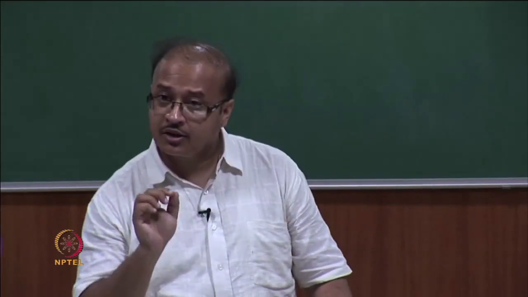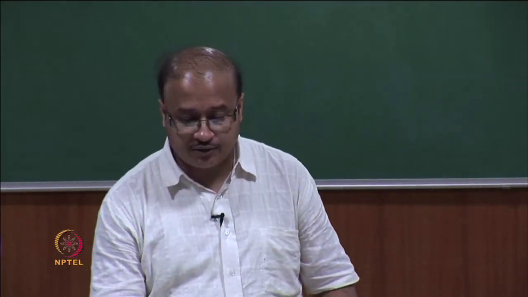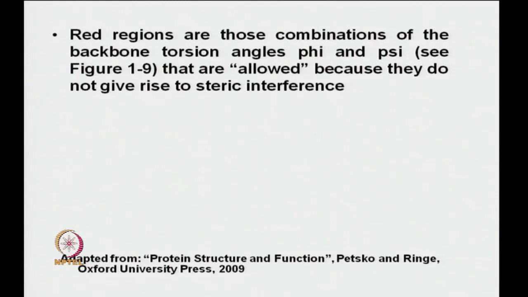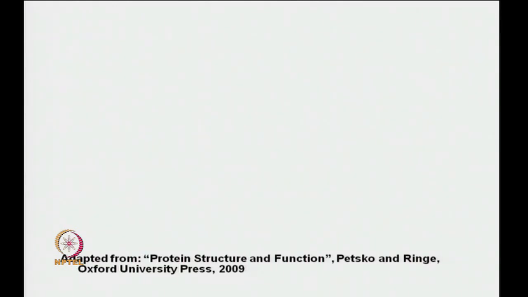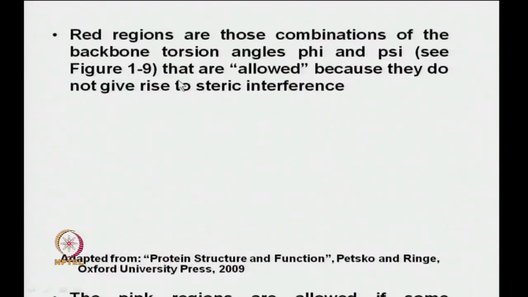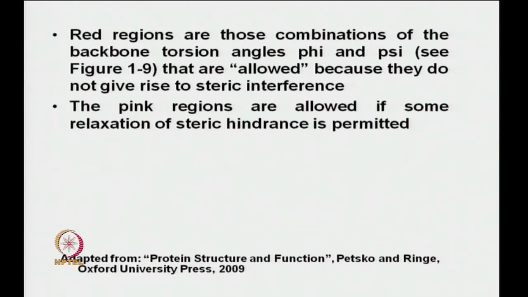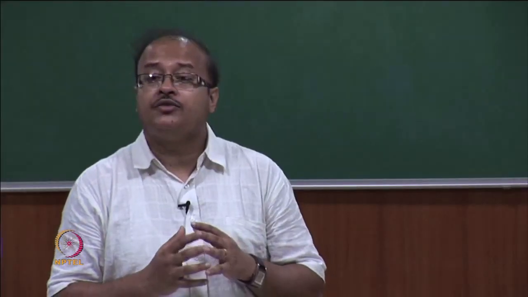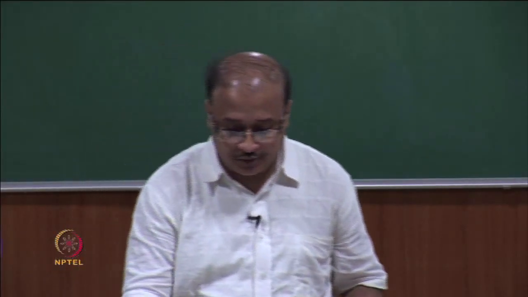So, some quick but significant aspects of these. The red regions are those combinations of the backbone torsion angles phi and psi that are allowed, because they do not give rise to any steric hindrance. So, this is the figure we are talking about. The red regions are the ones which are really allowed, favorable, no steric clashes. The pink regions are allowed if some relaxation of steric hindrance is permitted, that means they are partially allowed. Here you have to relax your steric requirements a little bit.